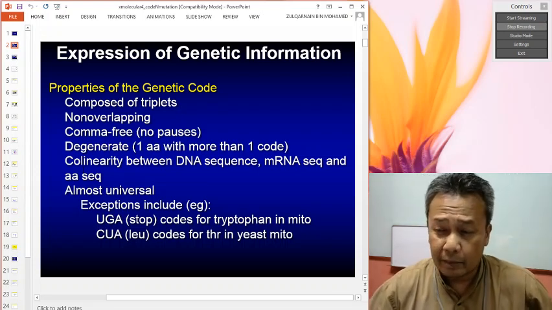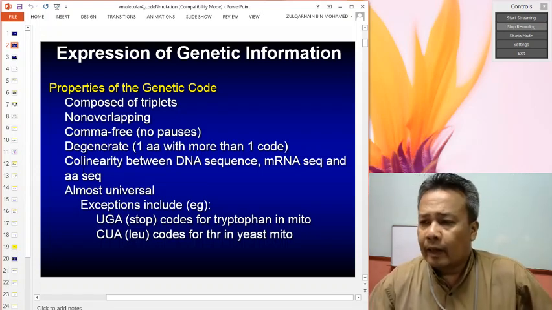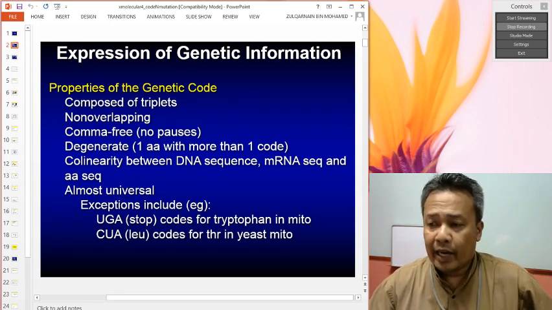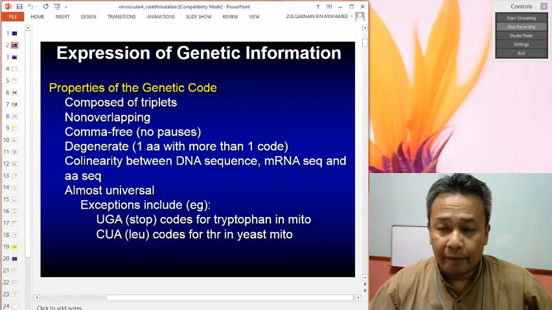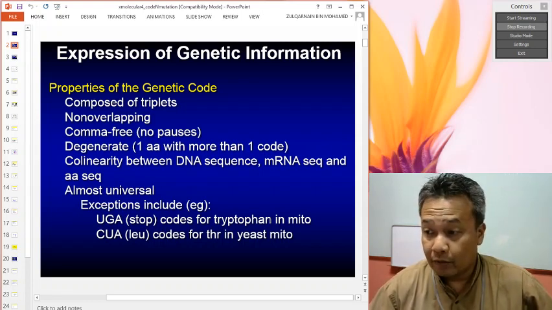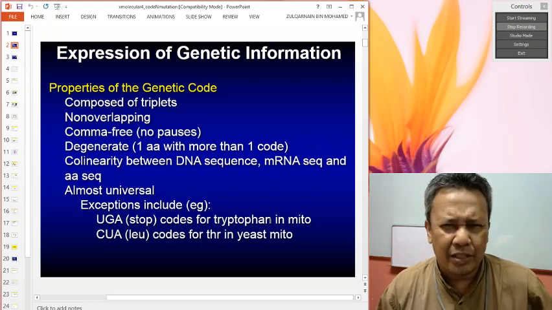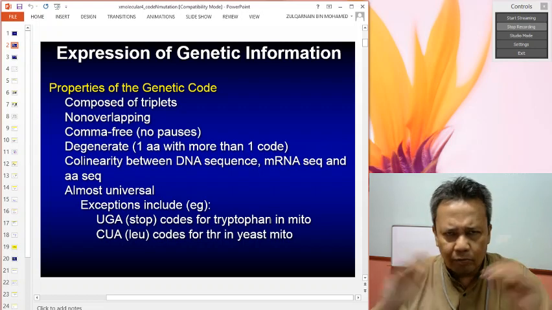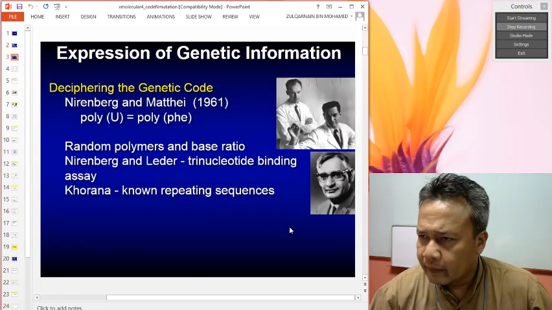And this is what I said about almost universal. Okay, it says exceptions. UGA is normally, in normal cells, a stop codon, but it codes for tryptophan in mitochondria. Mostly you'll see this in the mitochondria. But at this stage, you just say, you know, the codes are universal. Okay?